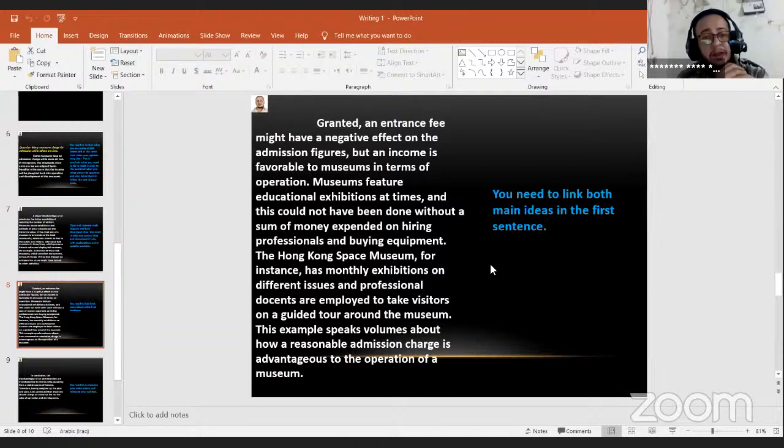The Hong Kong Space Museum, for instance, means, for example, has monthly exhibitions on different shows, and professional docents are employed to take visitors on a guided tour around the museum. This example speaks volumes about how a reasonable admission charge is advantageous to the operation of a museum.